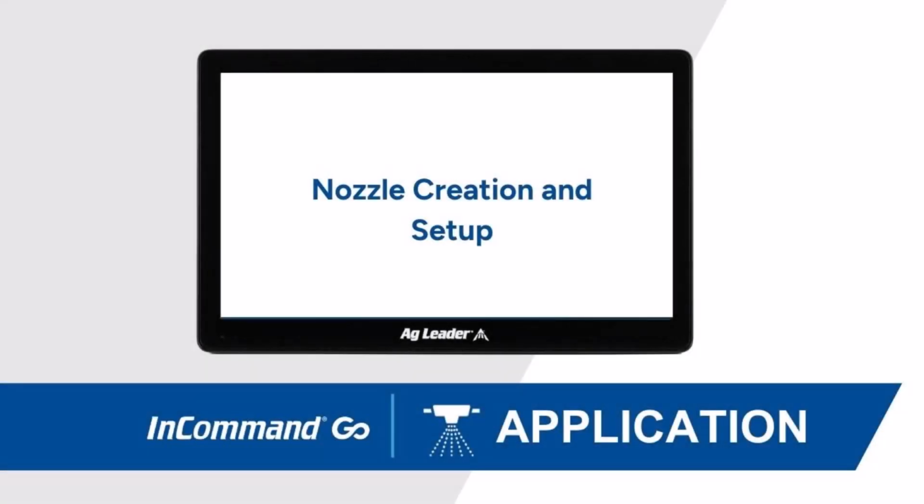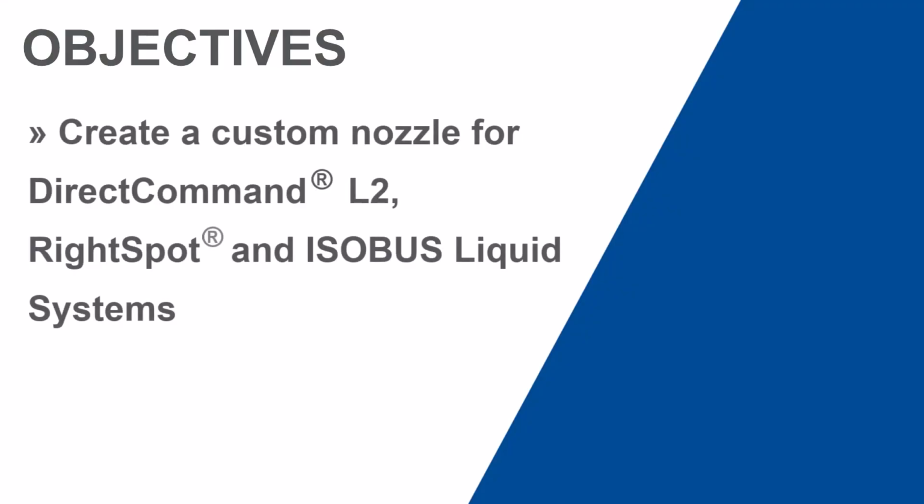In this tutorial, you will learn how to create and set up a nozzle within your InCommand Go display. Having a nozzle selected in the InCommand Go display allows you to utilize features such as droplet size monitoring, pressure fallback, and pressure-based rate control. Nozzle selection is supported with Direct Command L2, Right Spot, and Isobus liquid systems.